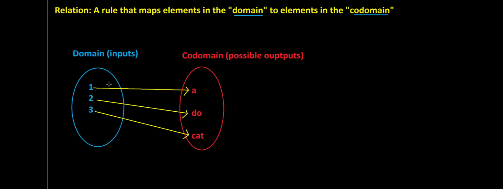So in my example here, I have inputs 1, 2, and 3. And the elements in the codomain, I'll make that red, are your set of possible outputs. In this example, my codomain is a set of words. Like a cat, another word do, and another word cat.